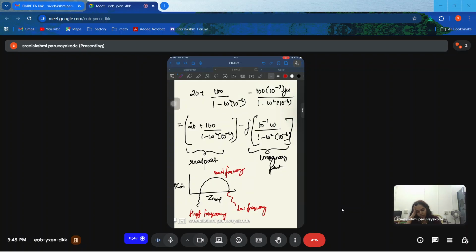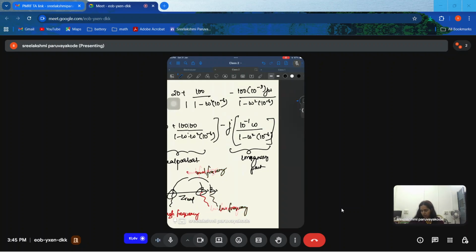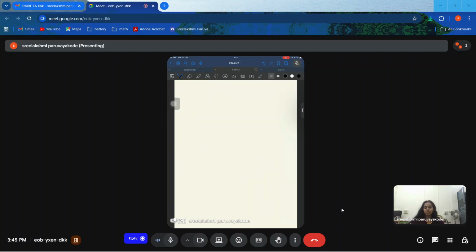But now my question is, can I guess what this value is or this value is without actually solving this? Is it possible? The answer is yes. And how? Let us see. So, this is 20 ohms. This is a capacitor and this is again a resistor.